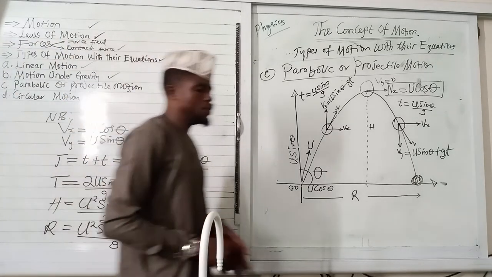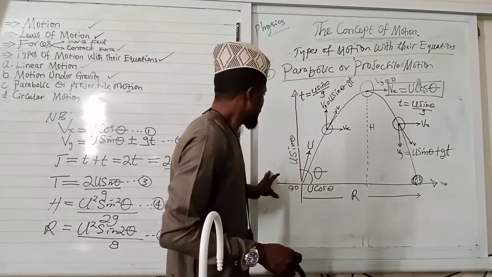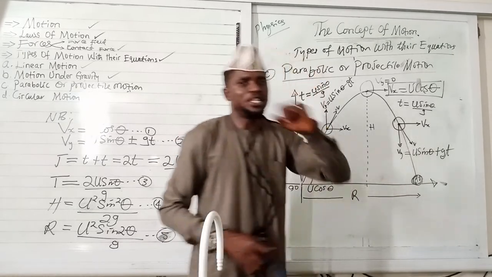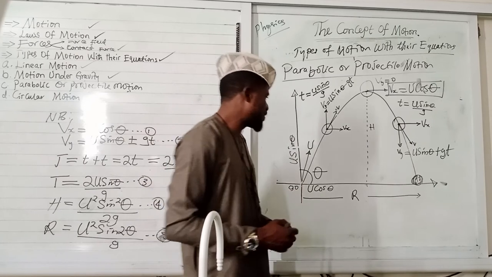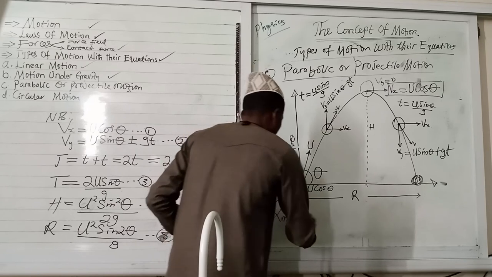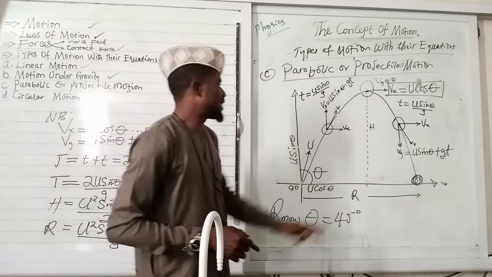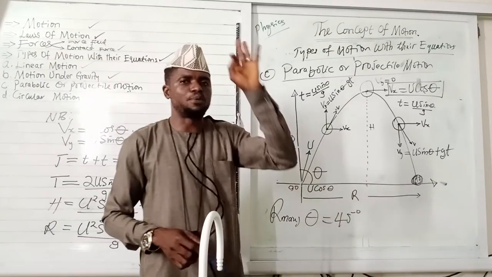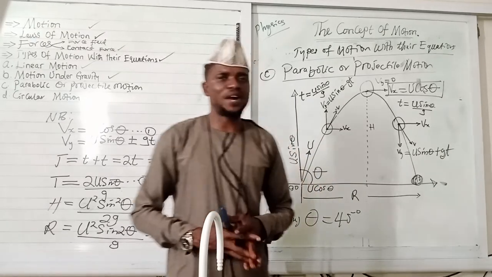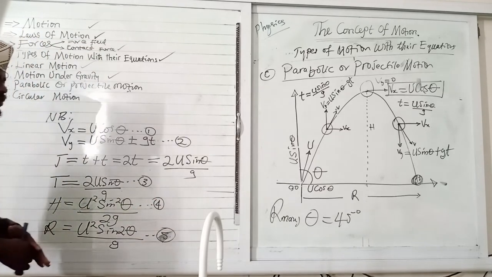Now, the last point I want you to note again is this. When does a projectile have its maximum range? The projectile has its maximum range, that is R maximum, when the angle theta is 45 degrees. And at maximum height, the angle of projection is 90 degrees. These are the facts you need in projectile motion. I hope this summarizes everything about projectile motion.